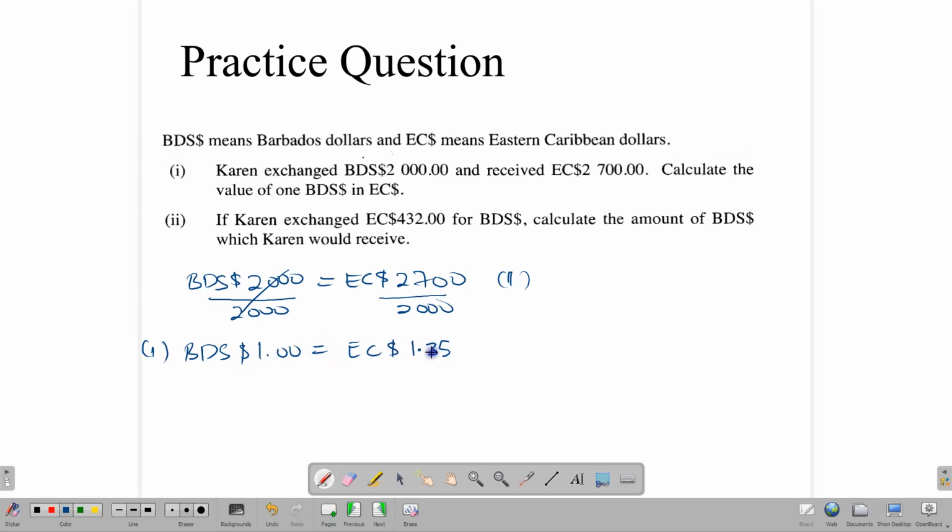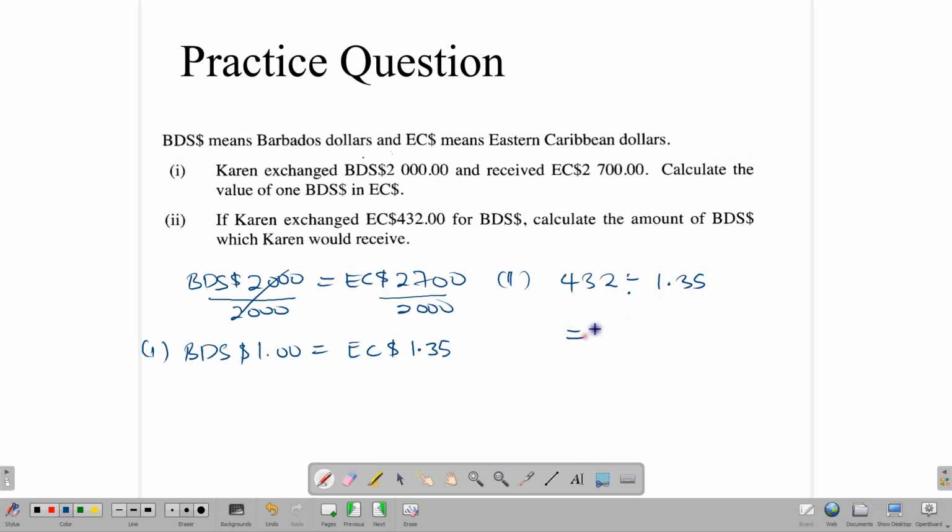If you're going to be changing it in the opposite direction, so Karen is exchanging 432 EC, and you want to see how many Barbadian dollars she's going to get. Notice here that when you exchange a Barbadian dollar, you got more in EC. So the logical thing is, if you're going to exchange 2,700 EC, you're going to get a small amount in Barbadian. Same thing here. So if you're going to exchange EC 432, you expect to get a smaller number than 432 when you change it to Barbadian dollars based on the rate. So that again can tell you that you should divide. So we're going to divide 432 by the rate for 1, and the rate is $1.35.